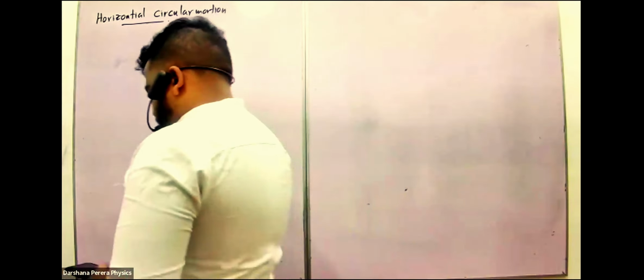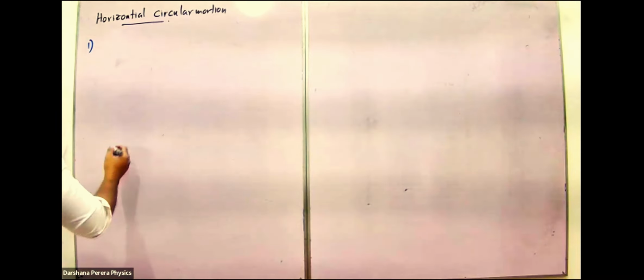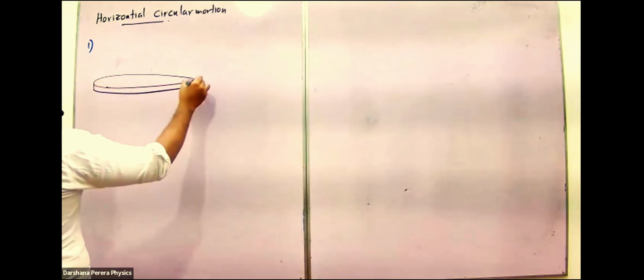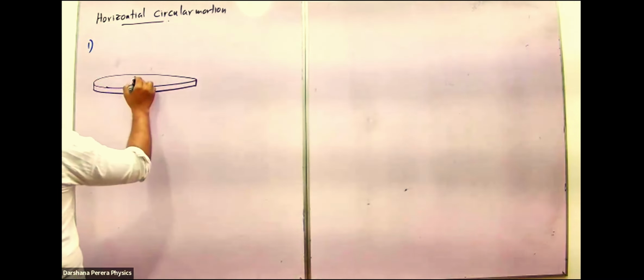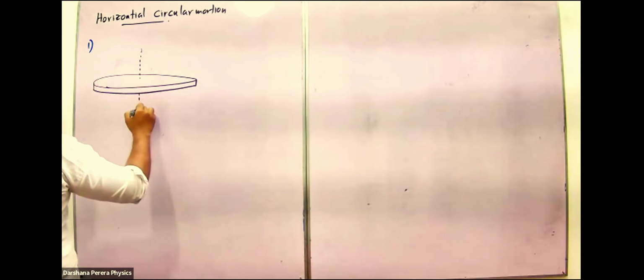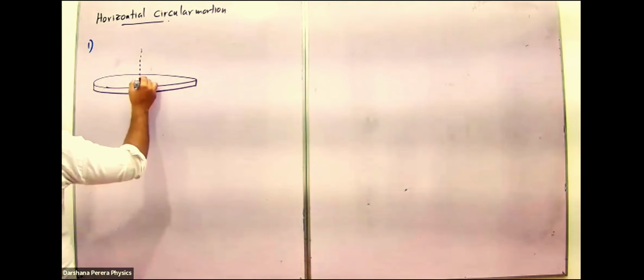Write down the examples. Number one: the circular motion of an object which is placed on a disc which rotates horizontally.